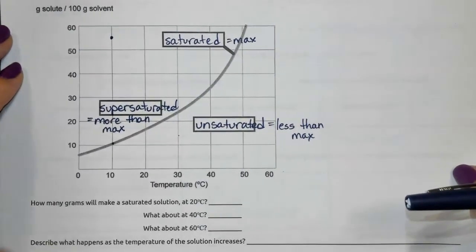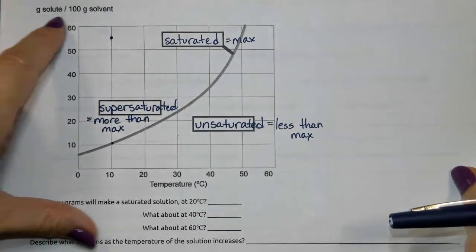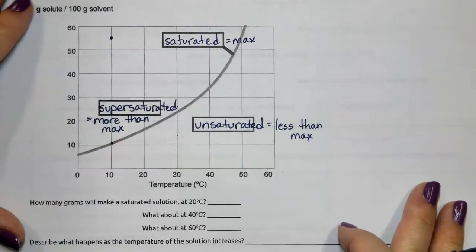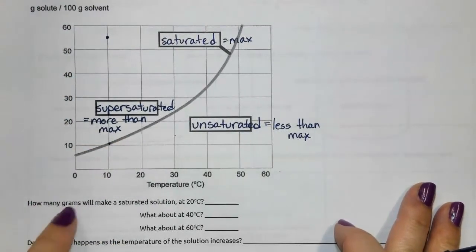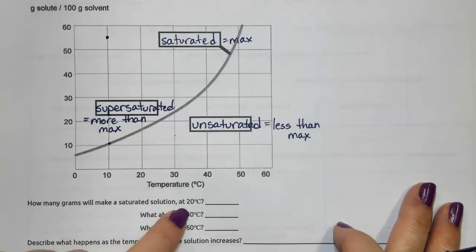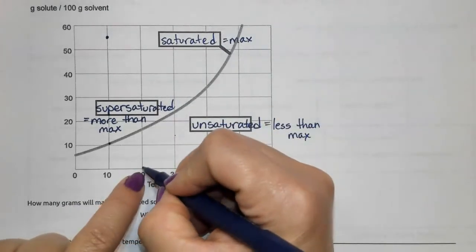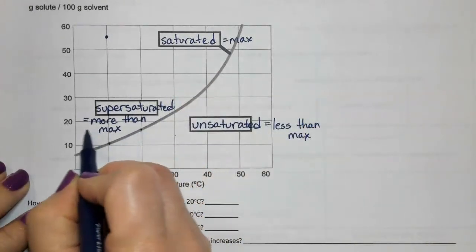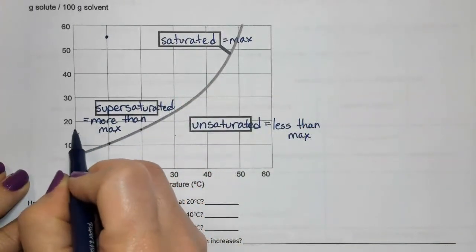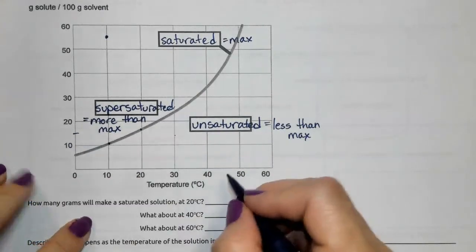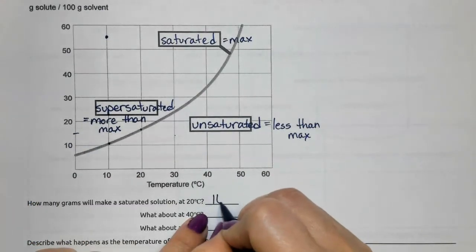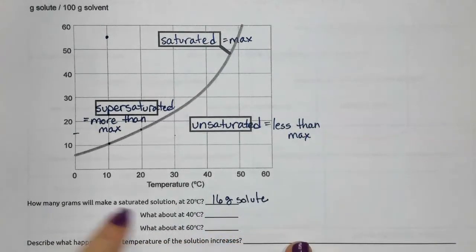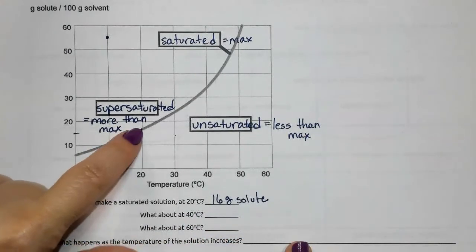So for the record, this represents how much solute is dissolved in 100 grams of water. If we change the amount of water, that's going to change the amount that we can dissolve. So how many grams will make a saturated solution at 20 degrees? So here's 20 degrees. We go up to the line, and then we say that it's about 15. So maybe it's about 16 or 17 grams. Let's just call it 16 grams of solute can be dissolved, and that would make it saturated at that temperature.